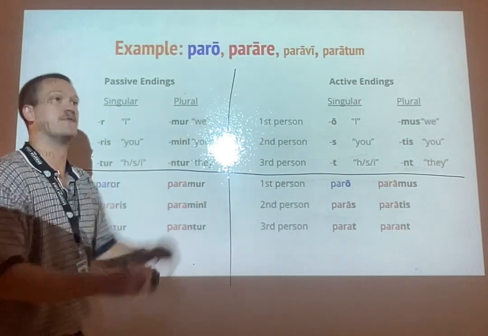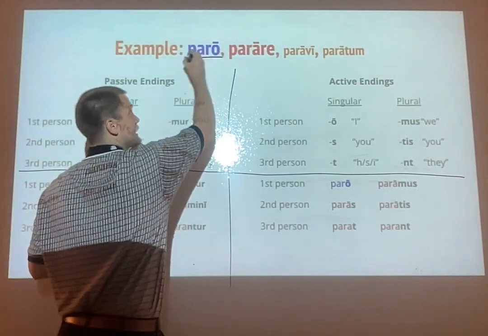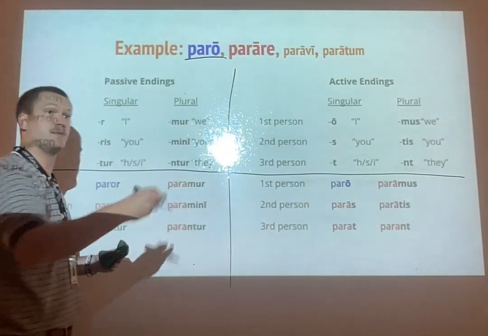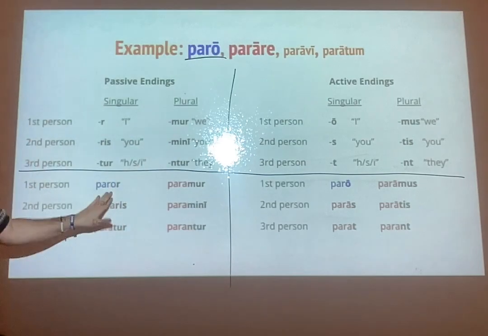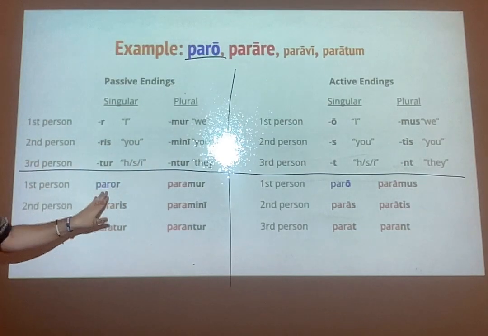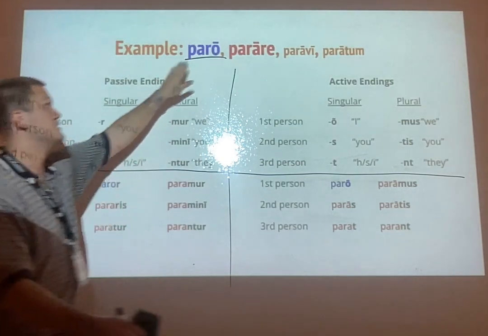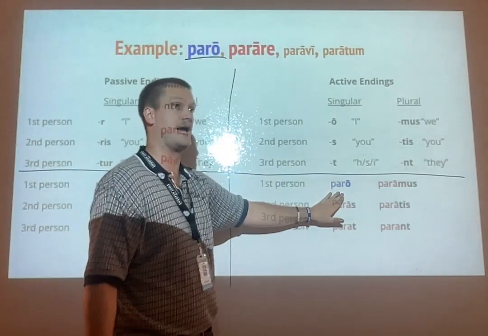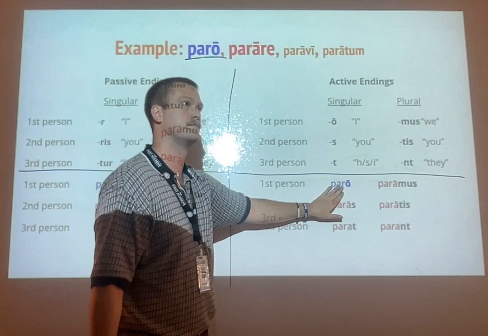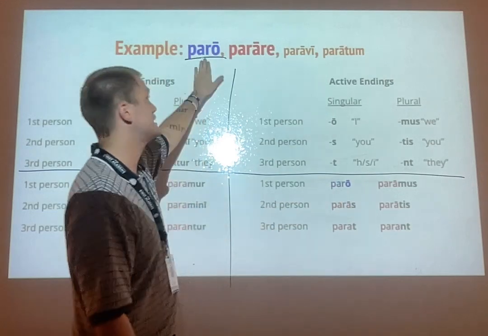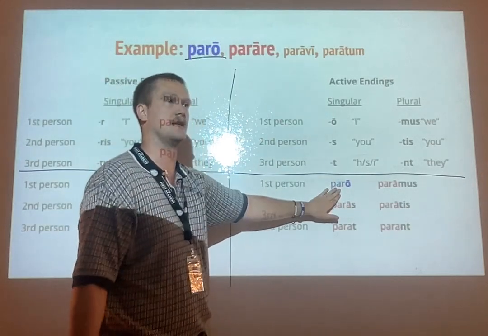The first principal part is always used. Remember, I told you guys this before. Whatever the first principal part is, if you're conjugating a verb, you just grab it and put it in the first singular spot. It's the same for passive, just like you could leave it exactly the same for the active. Paro, whatever the first principal part is, you just slap it right there. You do not have to change the stem at all for the first person singular.